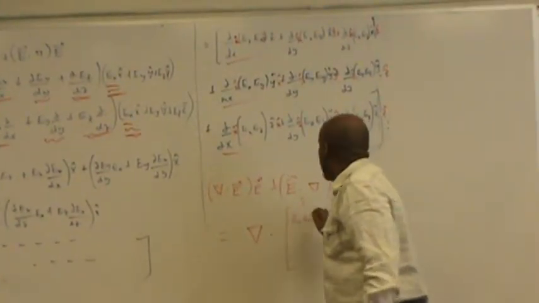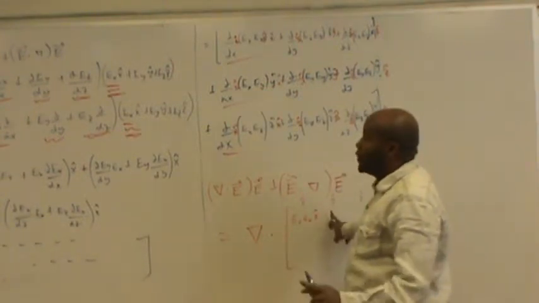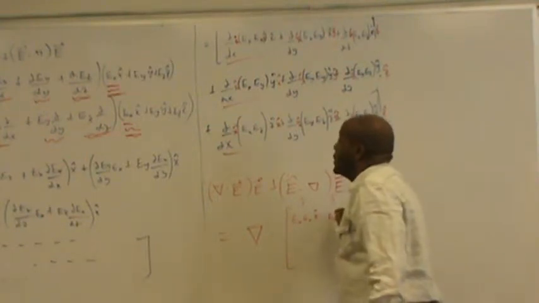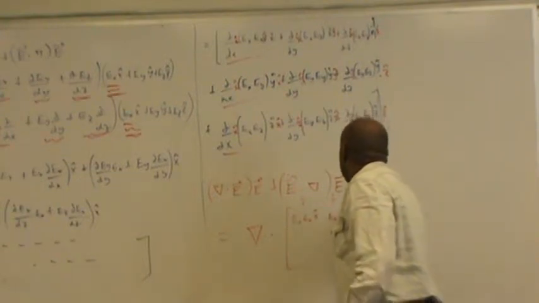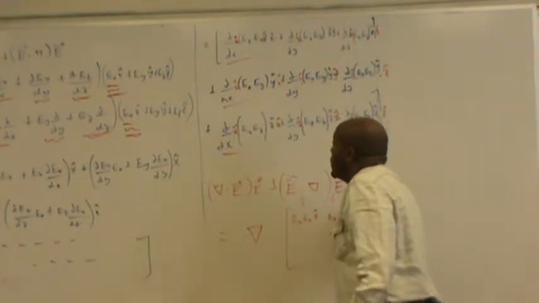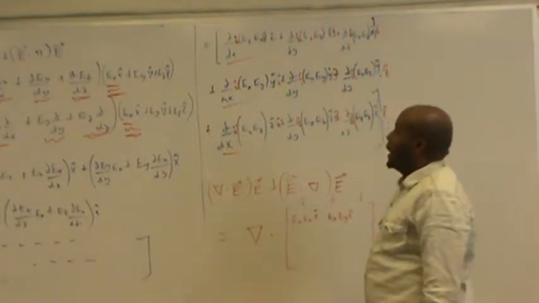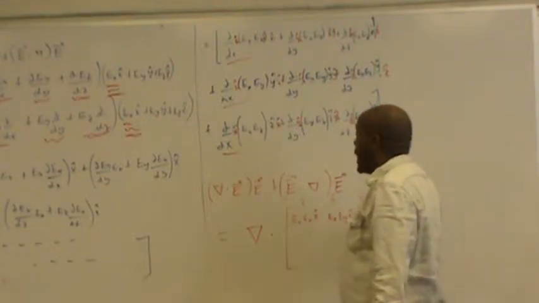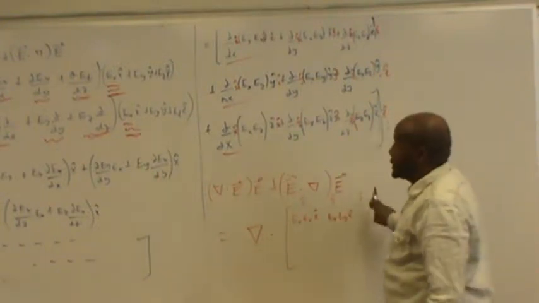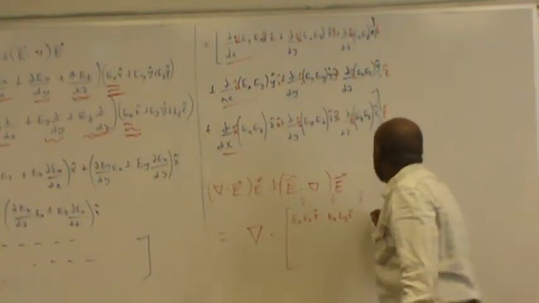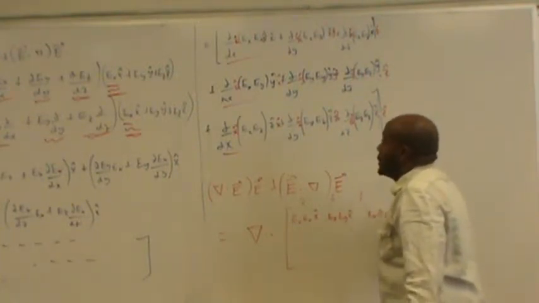Ex times the unit vector x hat, right? And in the second column, first row, I can write Ex, Ey, x hat. This should be x hat. And in the third column, I can write Ex, Ez times the x hat.